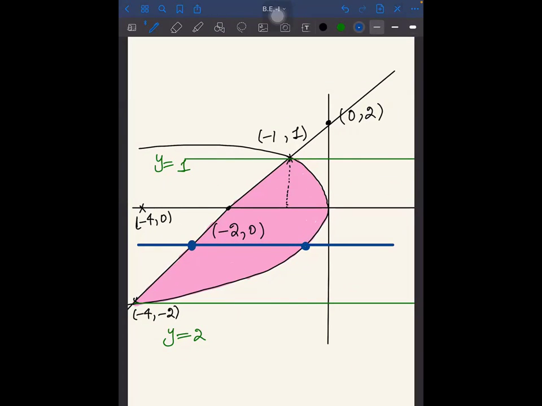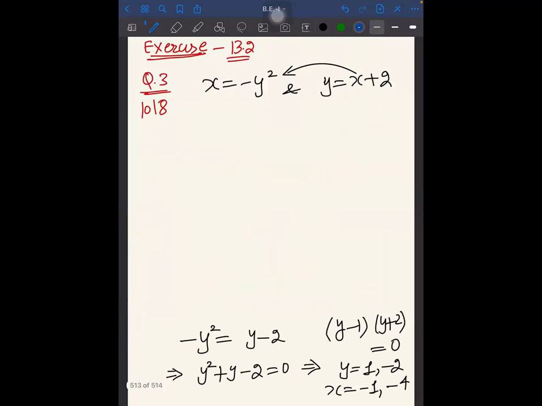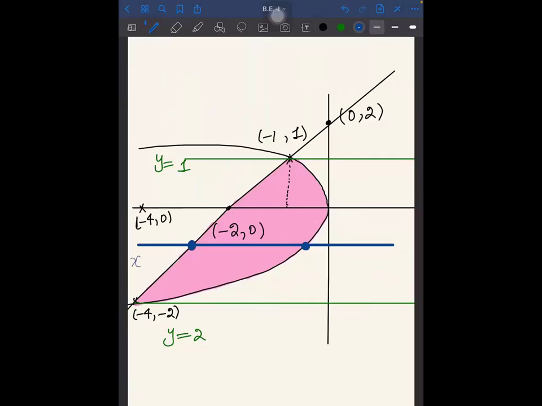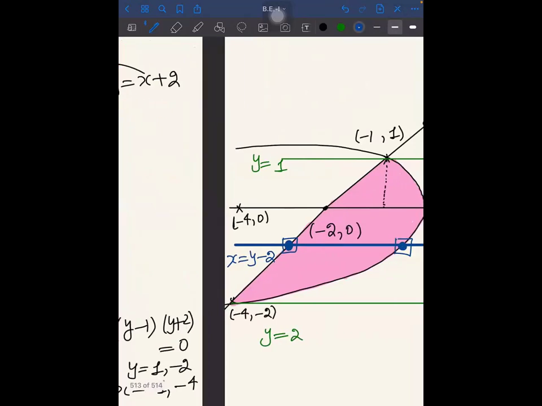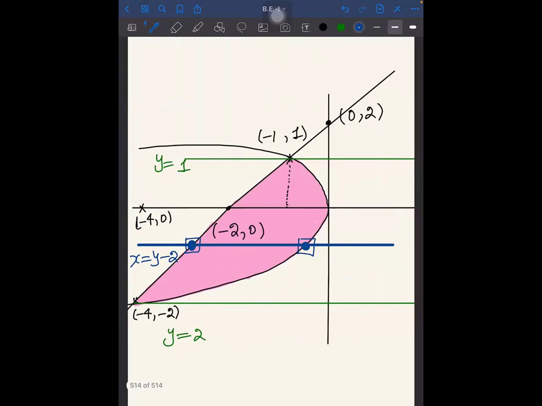Your line is y equal to x plus 2. So you take the value of x as y minus 2, and it is going to the parabola. So from the parabola, what is the value of x? Minus y square.